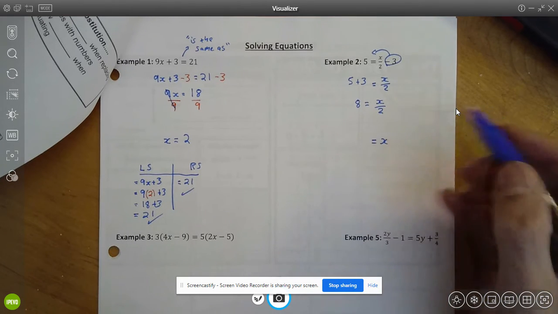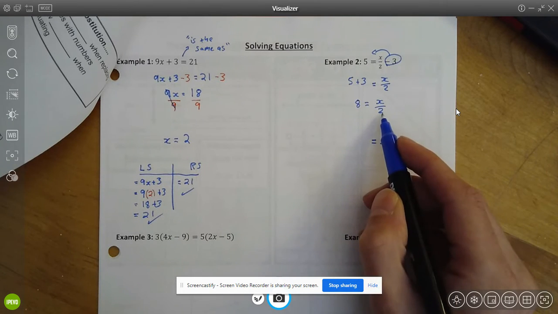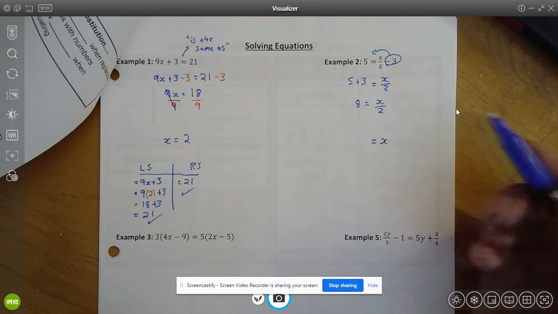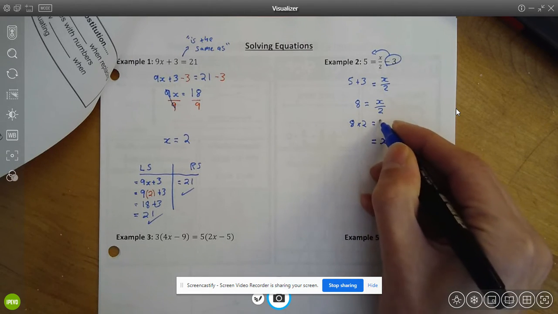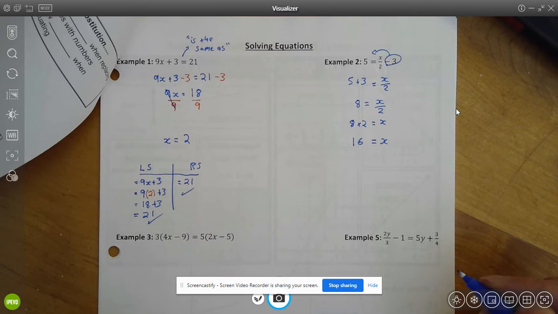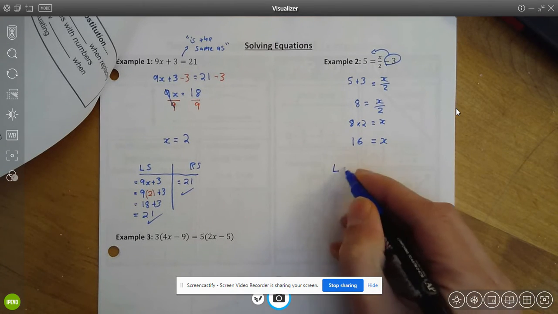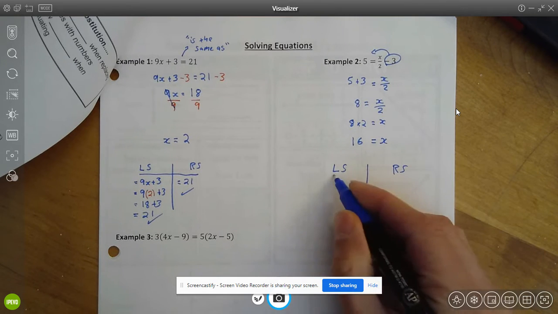Remember that a fraction just means division, so x over 2 is the same as x divided by 2. Again, to move the divided by 2 to the other side, I need to do the opposite. So I'm going to have 8 times 2 equals x. So x has to equal 16. And again, if we wanted, we could do a left side, right side check. Even if you don't formally write it down, it's a good idea to do this in your head.